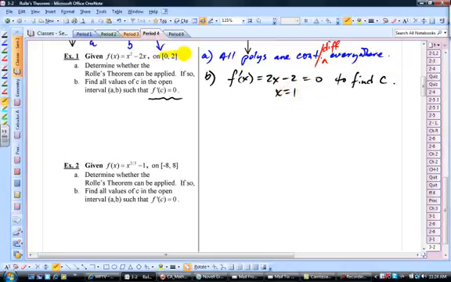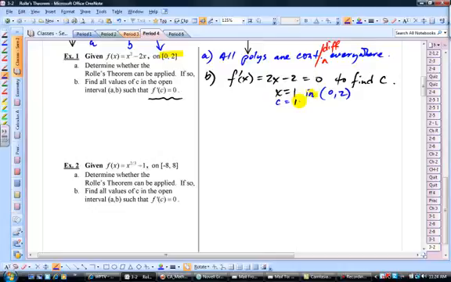1 has to be between 0 and 2. It has to be in the open interval, not the closed, so not the endpoints. It has to be inside, or in between, 0 and 2. Is it? Yeah, obviously, 1 is between 0 and 2. So we'll just put in 0, comma 2. That means in the open interval from 0 to 2. So therefore, C equals 1.